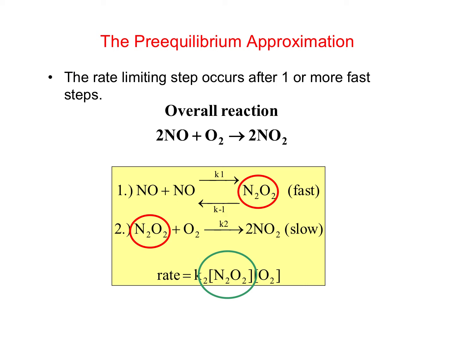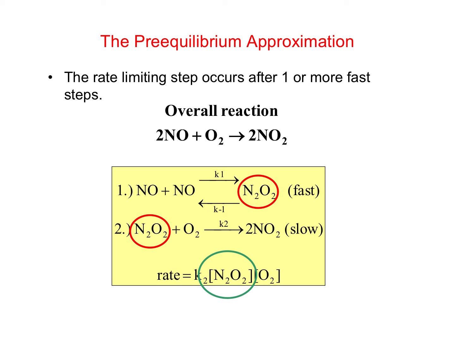All right, so in the last example, the first step was the slow step, and so it was a little bit easier. But let's look at another example where the first step is fast and the second step is slow. And to solve this problem, we're going to take advantage of what's called the Pre-Equilibrium Approximation. We'll talk about what that is as we go forward. So here we have the overall reaction, and if we add up our steps, the N2O2 is an intermediate that's going to be canceled out.